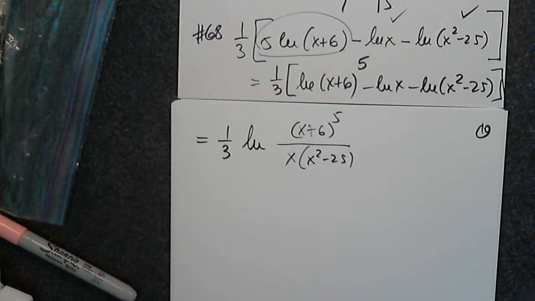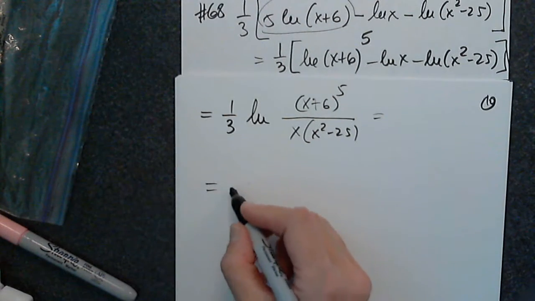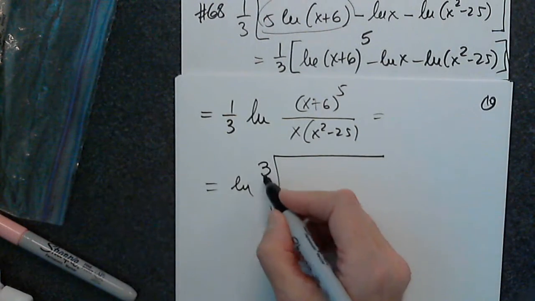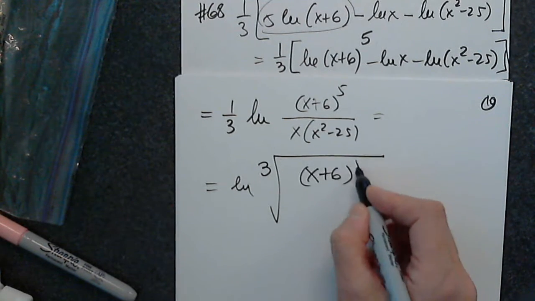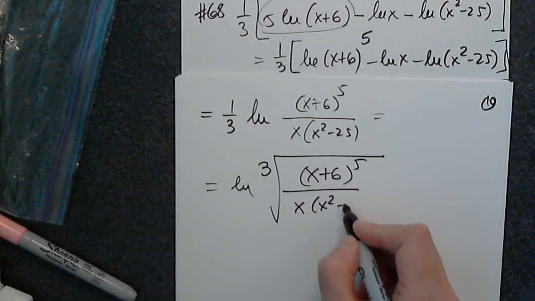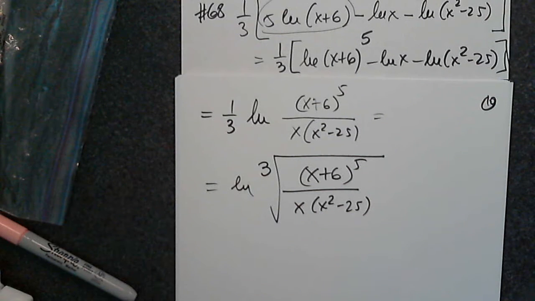But now, in order for this to be complete, that 1/3 has to go away. So we're getting the cube root, exactly. Very good. Well done. So natural log, indeed, the cube root of x plus 6 to the 5th over x squared minus 25. Yes, that's what 1/3 means. The whole thing has power 1/3, and power 1/3 all it means is the cube root.